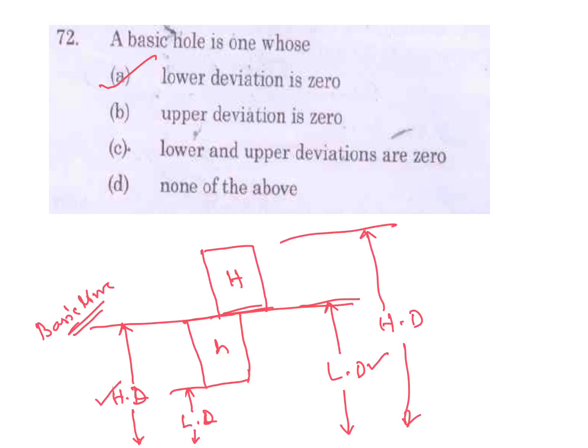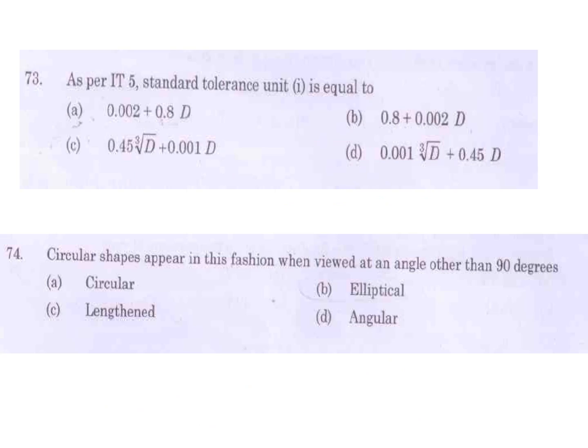Repeated question. As for IT5, the standard tolerance is equal to 0.45 cube root d plus 0.001 d in micrometer. See the answer. This is very important for GATE and IAS.